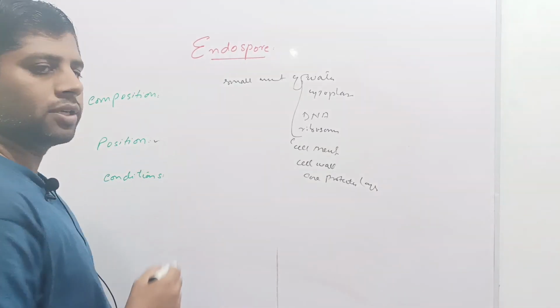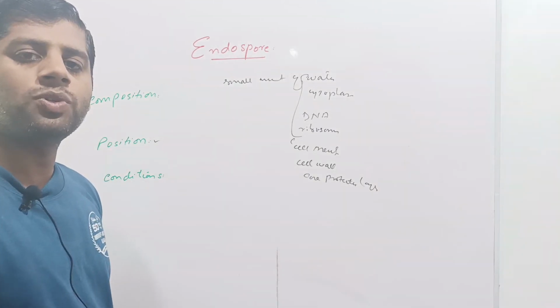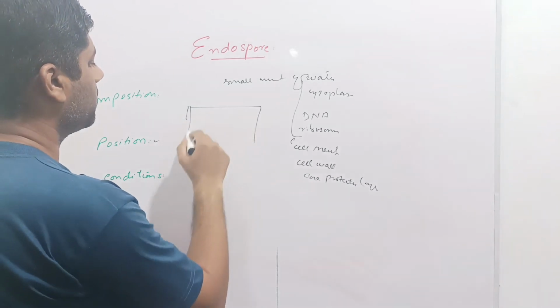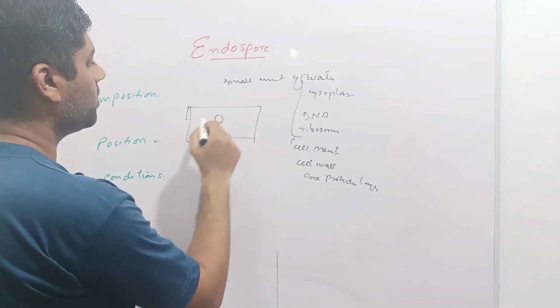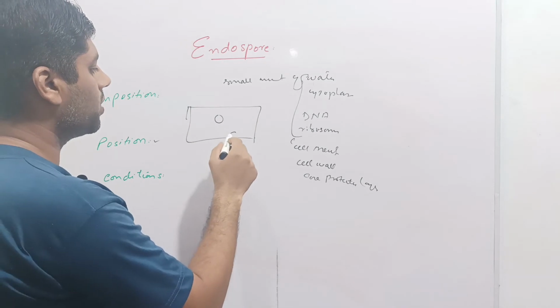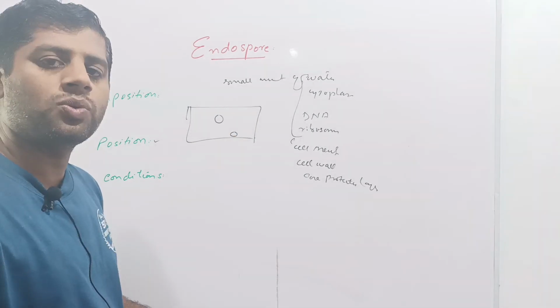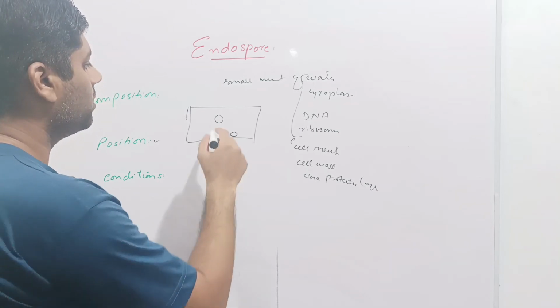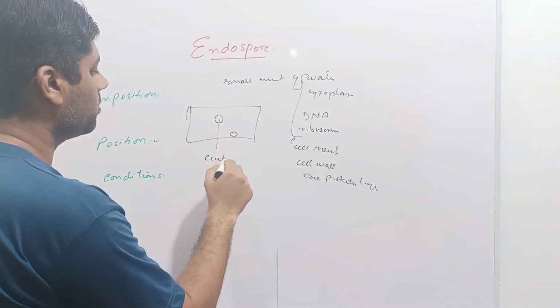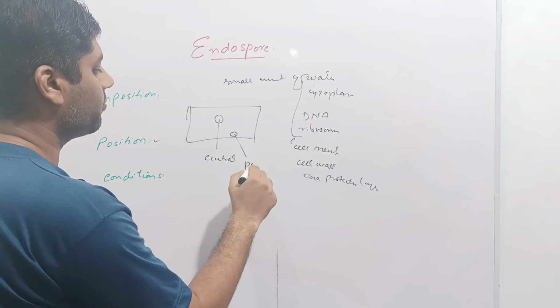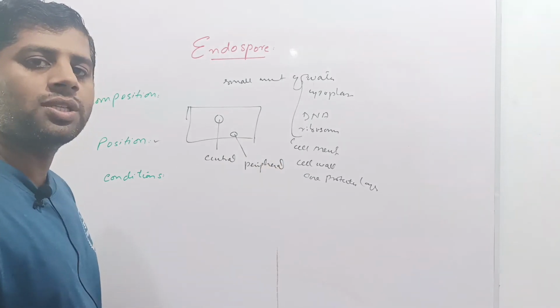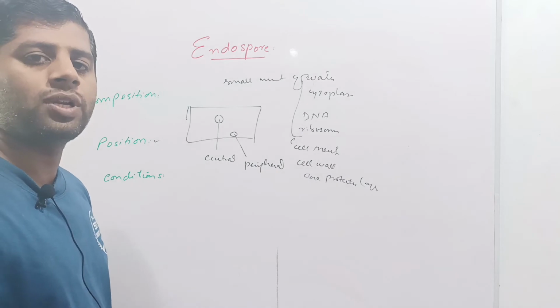Next is the position. As we know that the endospores are produced within the cell of the bacteria, so inside the bacterial cell, the endospores may be produced in the center, or these may be produced at the side of the cell. So there are two kinds of endospores produced in the bacterial cell on the basis of position. This one is called central endospore and this one is called peripheral endospore.